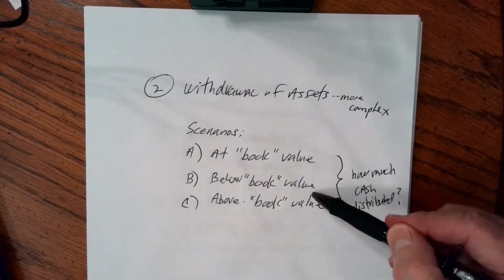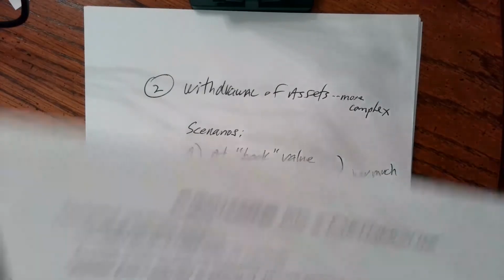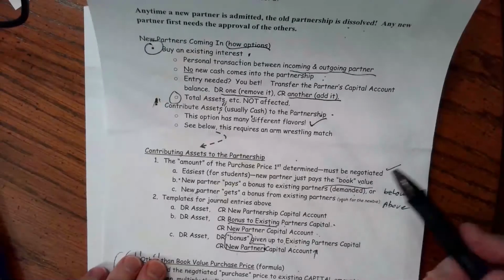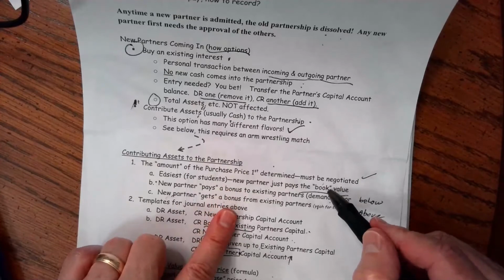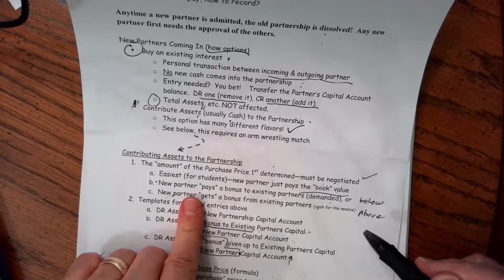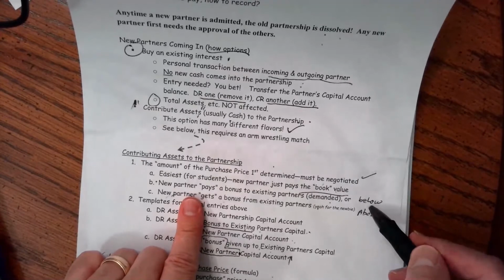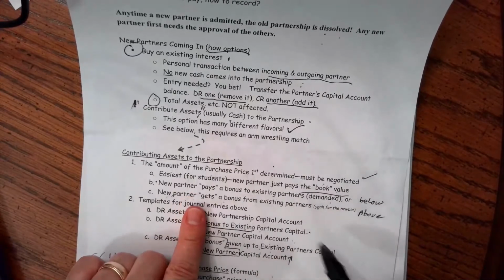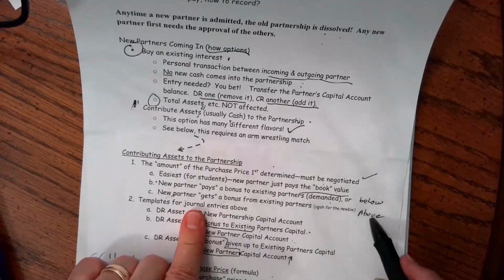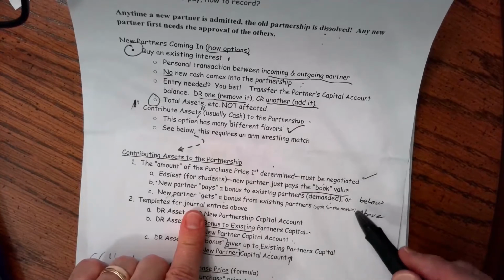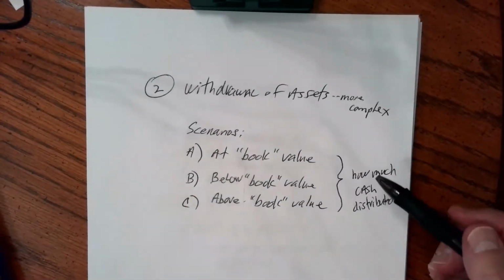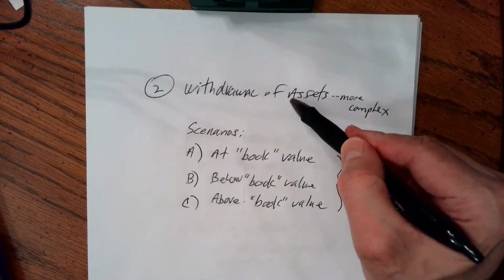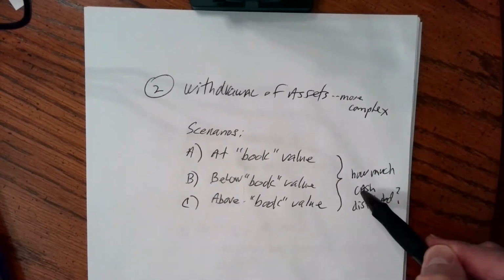These three scenarios, though, exactly correspond to what we saw with new partners coming in in a previous talk. Either they come in and pay the negotiated price, which is what they get for their investment, or the new partner gets below his negotiated amount and pays a bonus to existing partners, or the new partner himself gets a bonus because it's above his negotiated amount. He gets more than the value contributed, and it comes from the other partners. So the withdrawing things mirror that exactly. Again, the key question, withdrawal of assets by withdrawing partner, at what value?